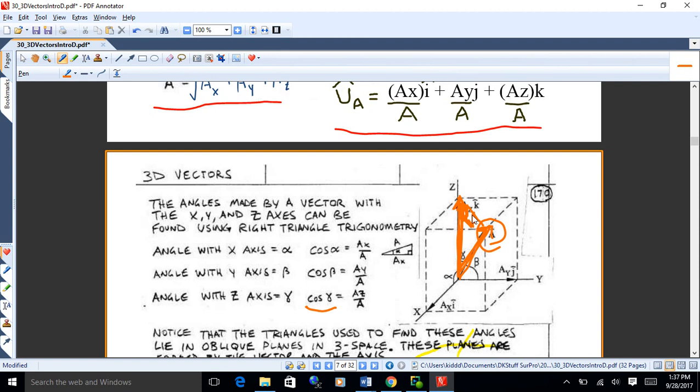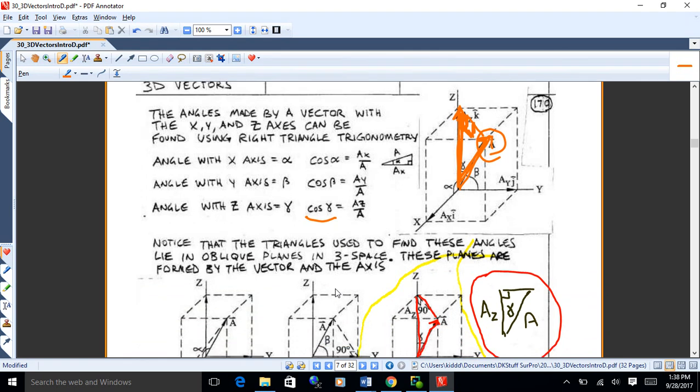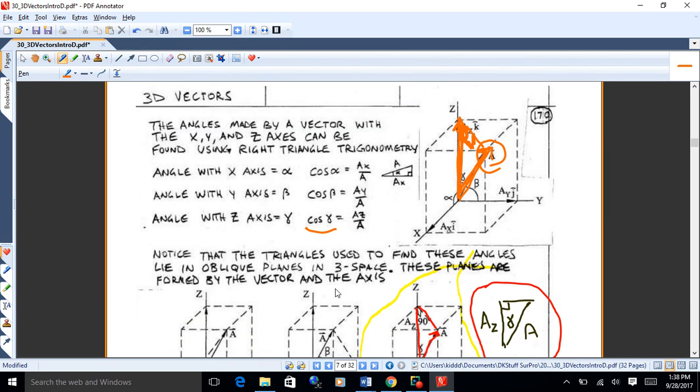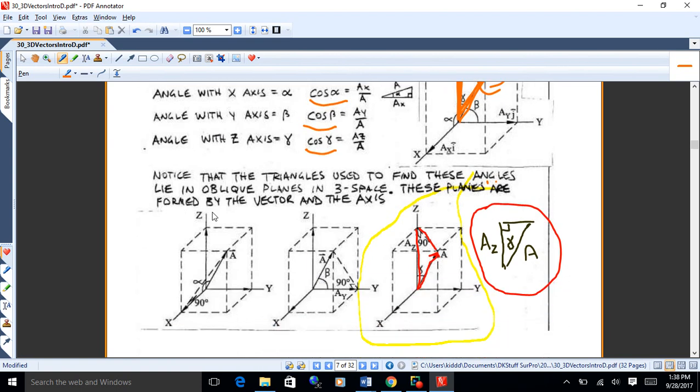So these are called direction cosines. There's this key relationship that I could use to find cosine alpha, which is the angle the vector makes with the x-axis, cosine beta, which is the angle the vector makes with the y, and cosine gamma, which is the angle the vector makes with the z. So what I've got there is A_x over A is cosine alpha, A_y over A is cosine beta, and A_z over A is cosine gamma. Okay?